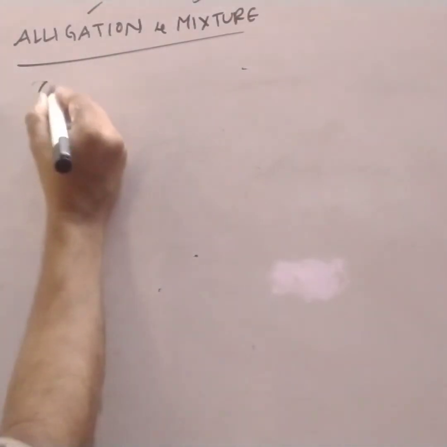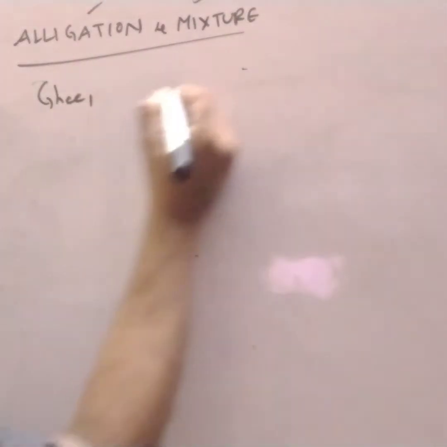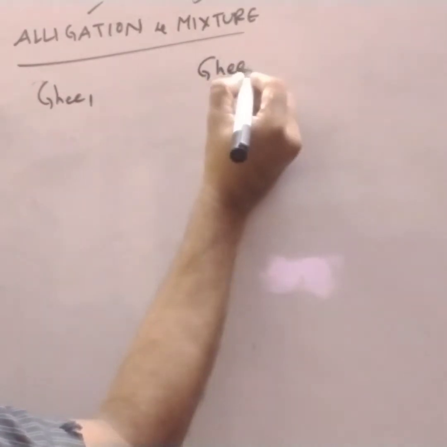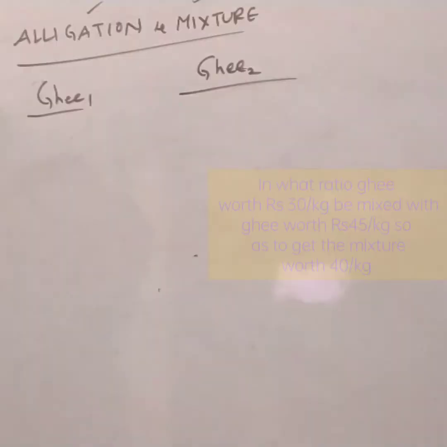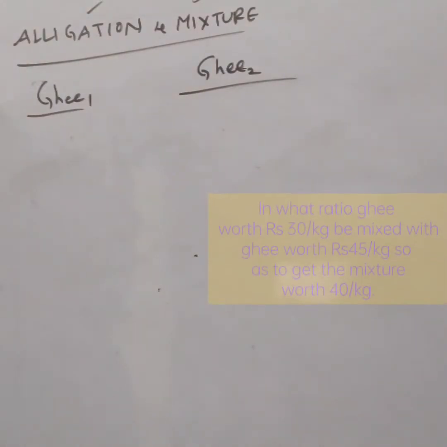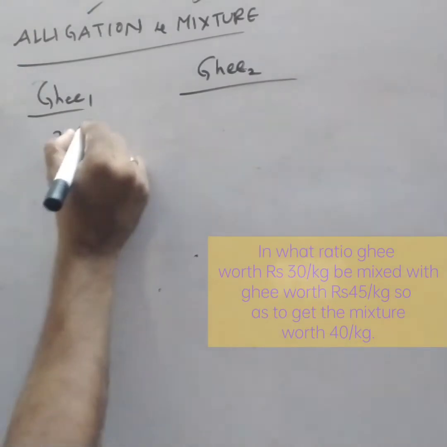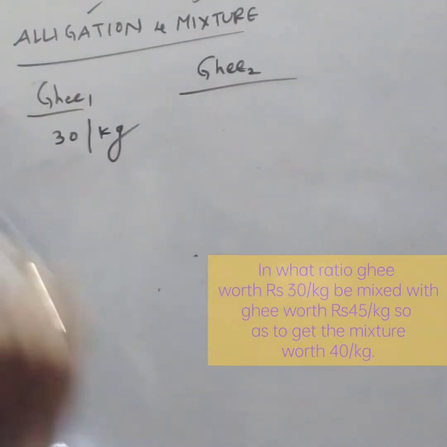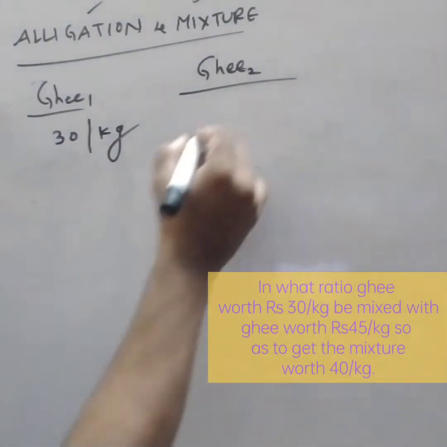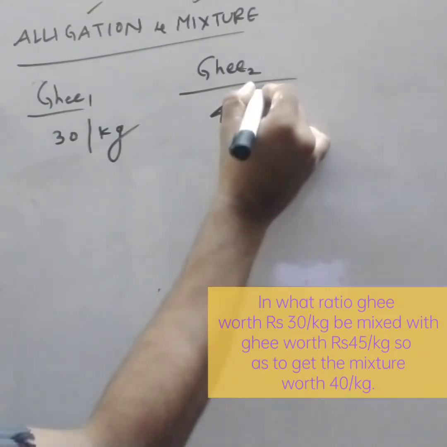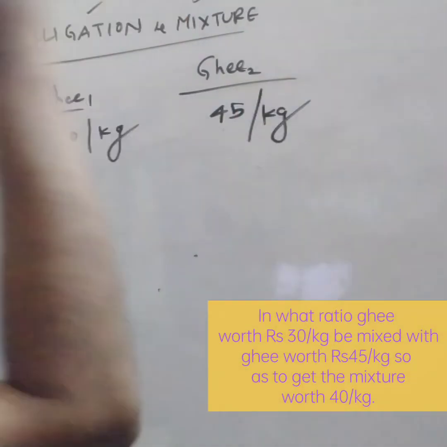So this is ghee 1 and this is ghee 2. This is first quality, this is second quality. Ghee we are not getting at this rate. In what ratio ghee worth rupees 30 per kg we mix with second quality of ghee, which is 45 per kg.